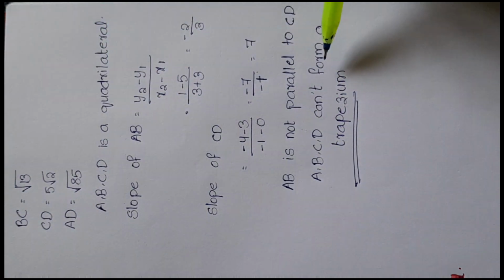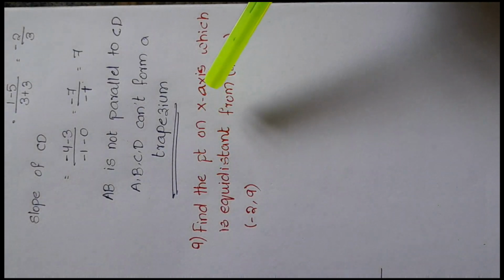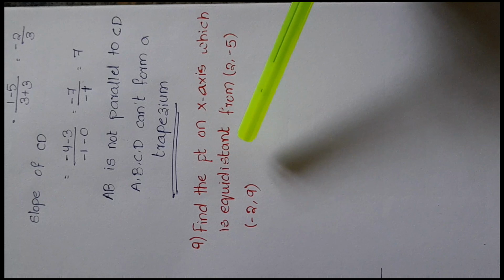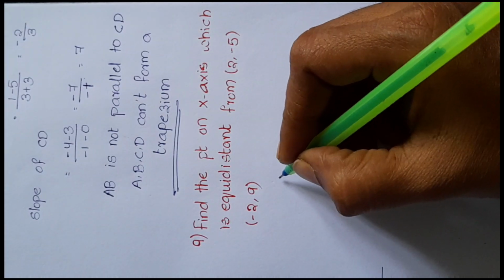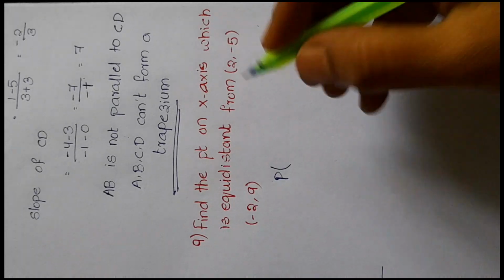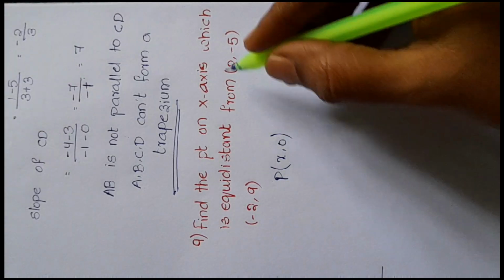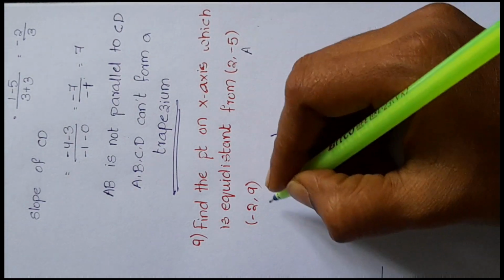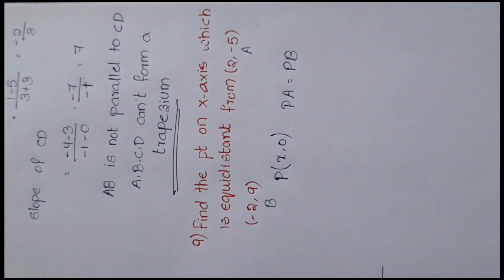This is a quadrilateral. Please do the first and third bits in the 8th question. The 9th question is: find the point on the x-axis which is equidistant from (2, -5) and (-2, 9). Here the point is on the x-axis. Let the point be P. We can represent it as P on the x-axis be (x, 0). As the point P is equidistant from points A and B, we can write PA is equal to PB.